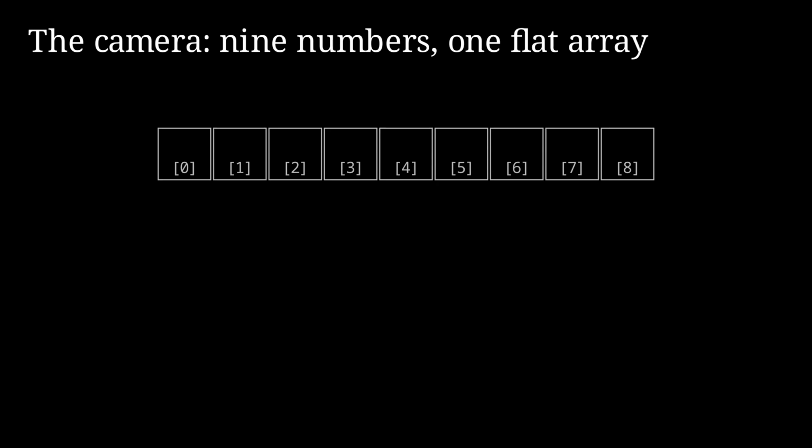The first 3 are the rotation. We call it omega, and it's a 3 vector, 3 doubles. Camera 0, camera 1, camera 2.